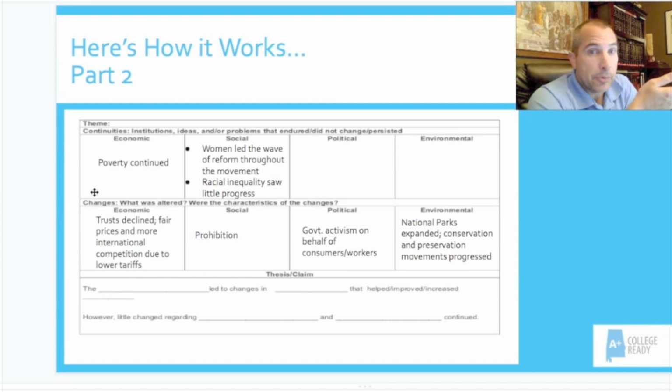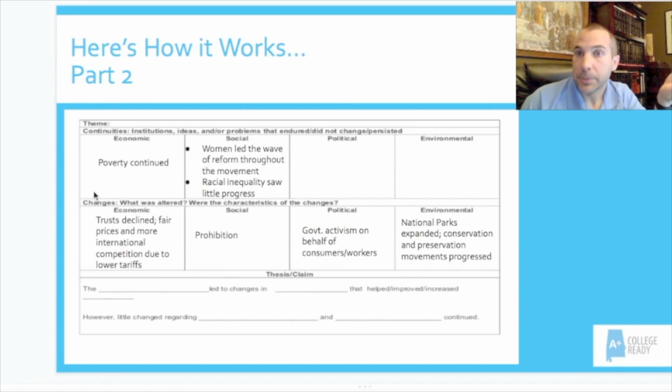From a social standpoint, you have this continuity: women have led the wave of reform throughout the movement, as mentioned moments ago. So many of the reform efforts were led by women, and that was just a social continuity throughout this period. Here's something else you could pull out from a social standpoint. Racial inequality saw little progress. You have the establishment of the NAACP, but in terms of race relations, it's one area where we don't really see a lot of progress.